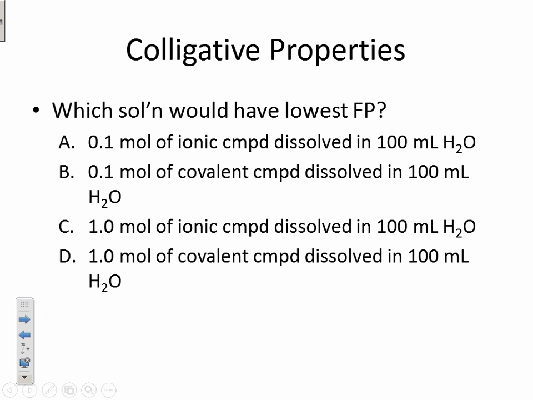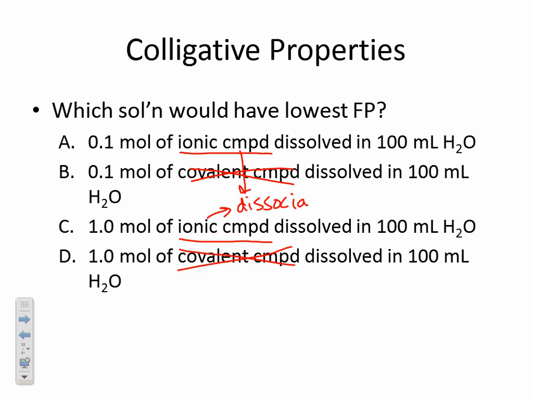So, some Regents questions about colligative properties. Which of the following solutions would have the lowest freezing point? We have these options: 0.1 moles of an ionic compound in 100 mL of water, 0.1 moles of a covalent compound in 100 mL of water, 1 mole of ionic in 100 mL, 1 mole of covalent in 100 mL. First thing you want to do is eliminate the choices that have a covalent compound. Because remember, an ionic compound dissociates into multiple particles.